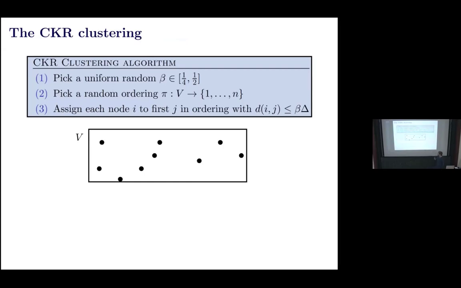Just because the algorithm is so simple, here's the clustering of CKR. There are two sources of randomness. You pick a random ordering of the elements in your semi-metric space, and you pick a uniform random parameter beta between a quarter and a half. Now you just go through the elements in the order that you picked and assign everything that's within beta times delta radius. And that is the clustering that satisfies the guarantee. Extremely simple. The analysis is half a page, but I'm going to skip it for reasons of time constraints.